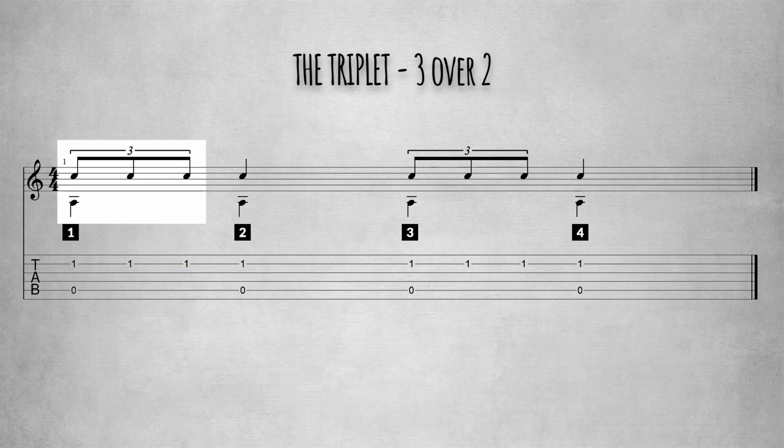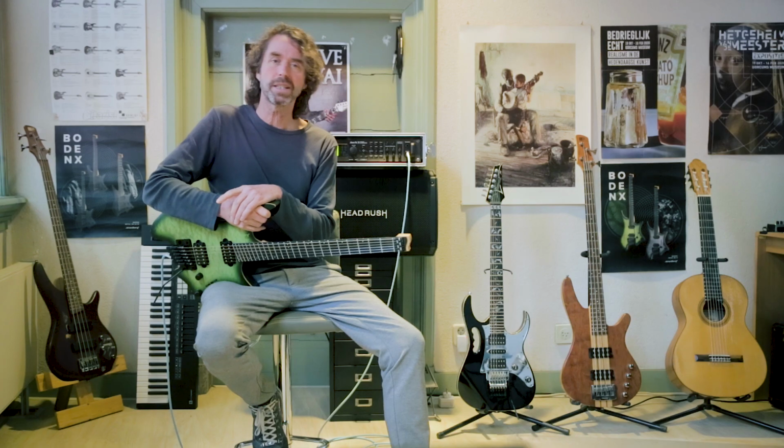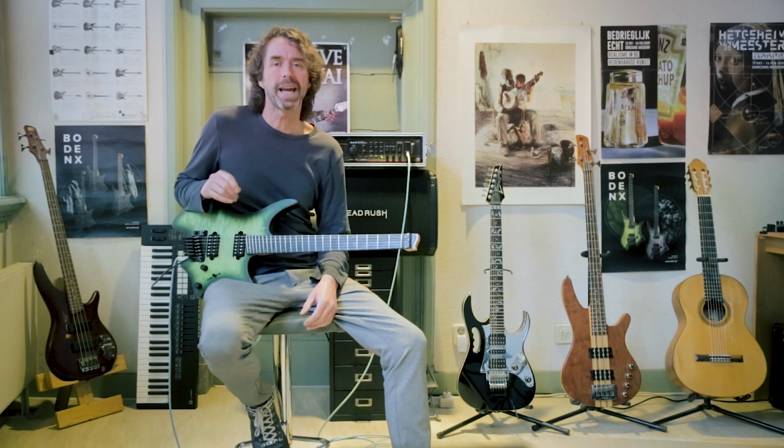And we count the triplet like this. 1 and the 2, 3 and the 4, 1 and the 2, 3 and the 4. Here's an example of a straightforward melody using 8th-note triplets.